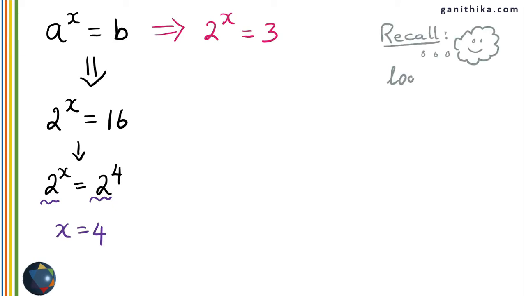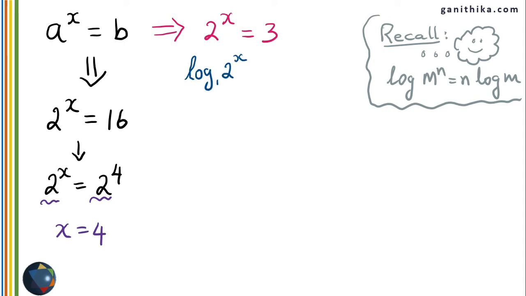Let's recall the logarithmic formula: log of m to the power of n is equal to n log m. That is what we are going to use in solving this equation. So first we have to take log on both sides. Log of 2 to the power of x is equal to log of 3. We can choose any base. In this case, I am choosing base 10, as long as both the bases are equal. So log of 2 to the power of x base 10 is equal to log of 3 base 10.